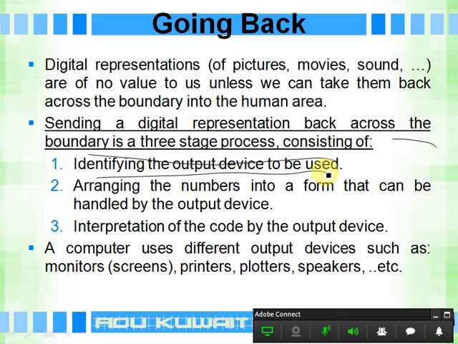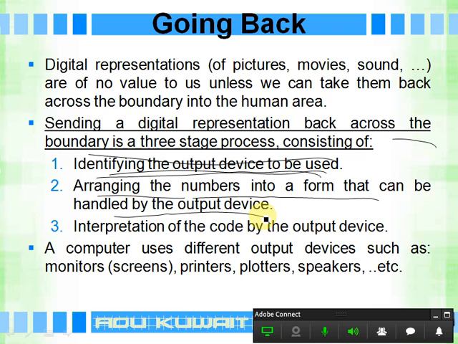For example, you click a photo. You want to see that photo back in the mobile phone, or you want to see it in a monitor, or in a tablet or in a laptop. What is the device? Or in a projector? Which device, what is the output device in which you want to see that? Or if you record a sound, what is the output device for the sound? Speaker, right? So this is identifying the output device, number 1.